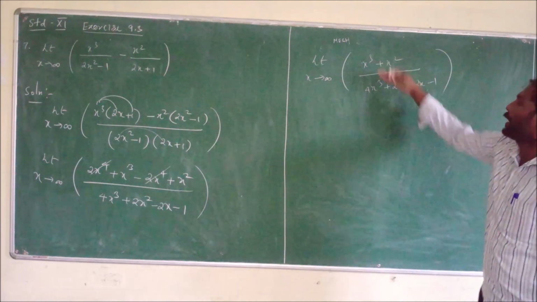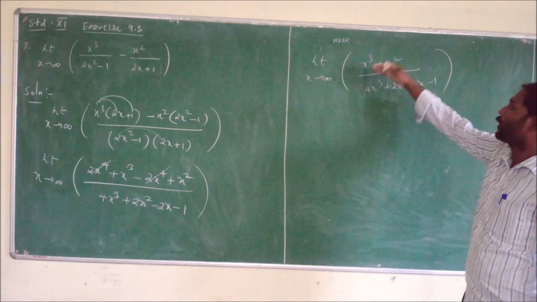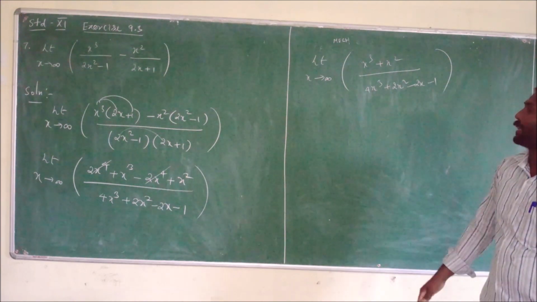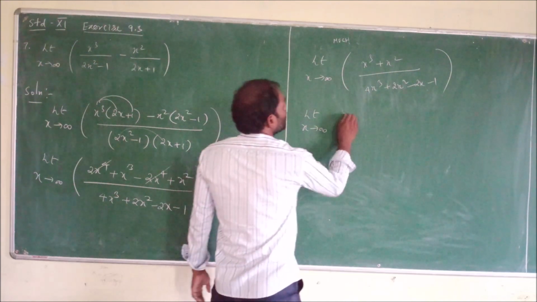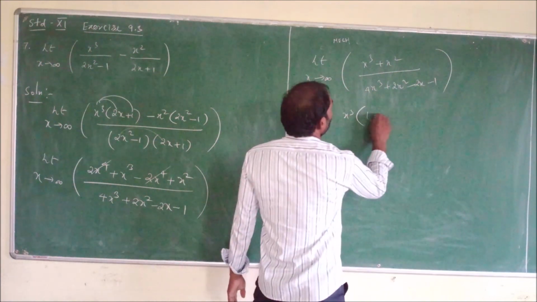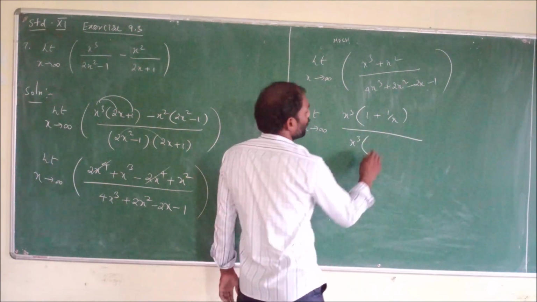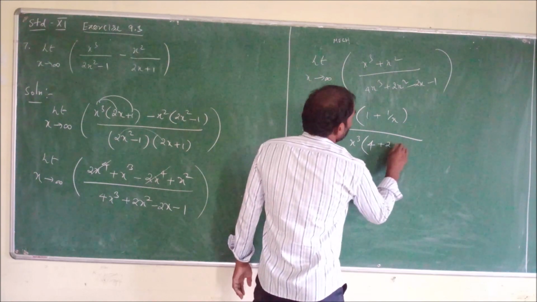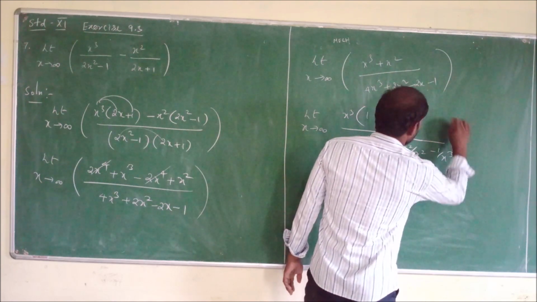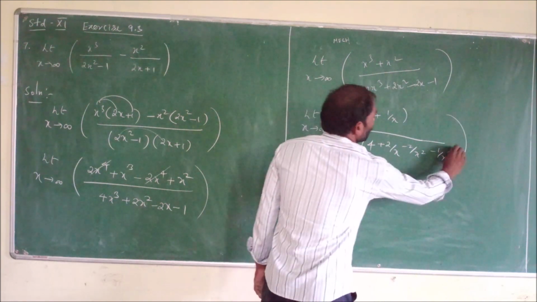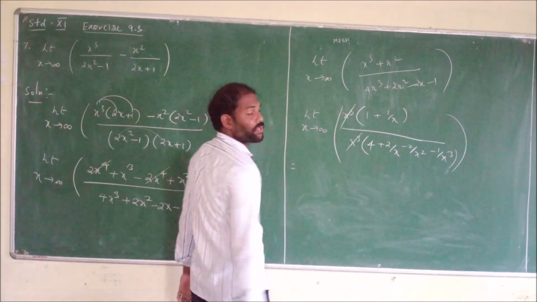So the degree of numerator and degree of denominator are equal. Then the limit value is the coefficient of the numerator by the coefficient of the denominator in the higher degree. Therefore, limit x tends to infinity, take x cube for the numerator, 1 plus 1 by x, and take x cube for the denominator, 4 plus 2 by x minus 2 by x square minus 1 by x cube. Then eliminate x cube and x cube, applying limit x tends to infinity.